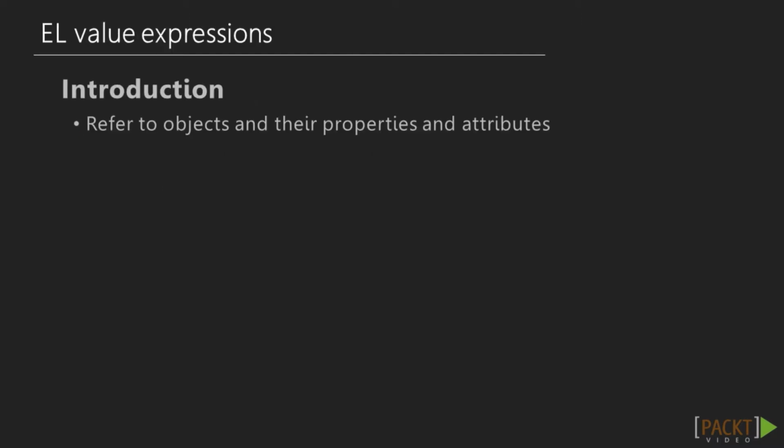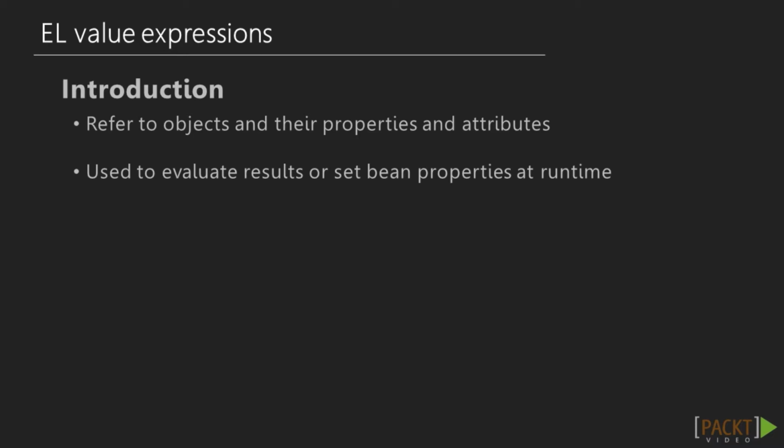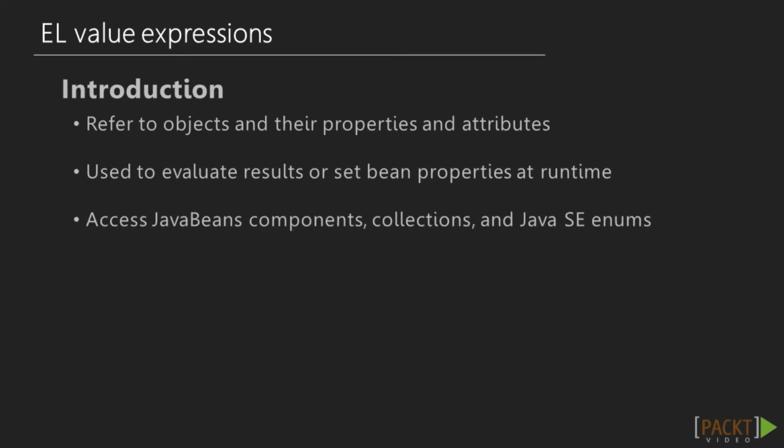Further, let's talk about value expressions. Well, value expressions are probably used the most, and they refer to objects and their properties and attributes. Such expressions are dynamically used to evaluate results or set bean properties at runtime. Through value expressions, you can easily access JavaBeans components, collections, and Java Standard Edition enum types. In addition, EL provides a set of implicit objects that can be used to get attributes from different scopes and parameter values. Next, you will see how EL deals with each of these objects.